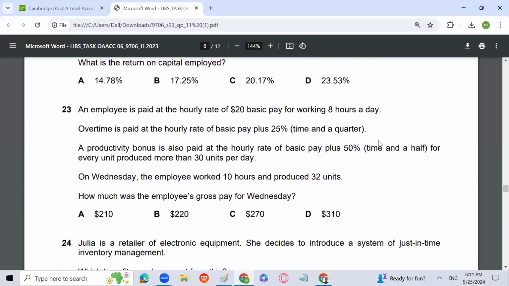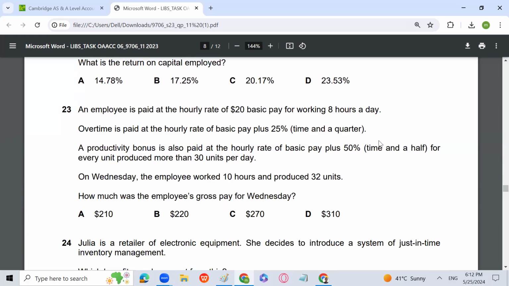An employee is paid at the hourly rate of $20 basic pay for working 8 hours a day. Overtime is paid at the hourly rate of basic pay plus 25%. So 20 plus 25% means time and a quarter. Time and a quarter means 5 extra, so it will become 25. So 25 will be paid.